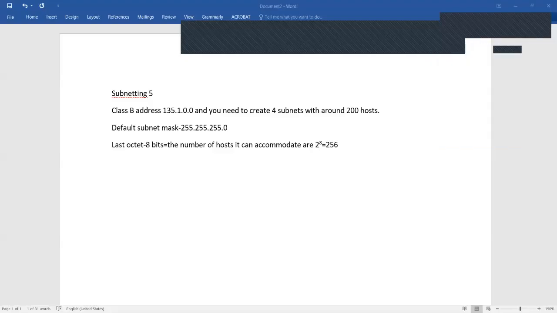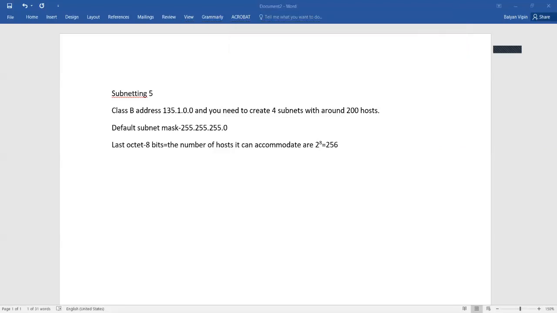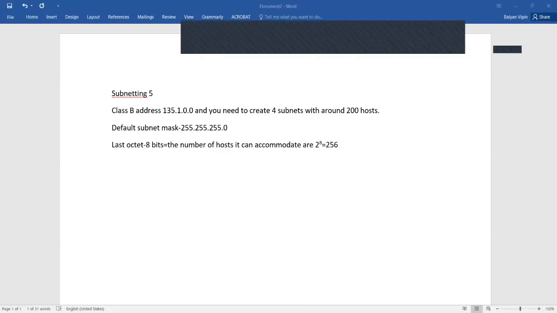Suppose it's a subnetting video, and suppose you have a class B address given to you, and the address is 135.1.0.0, and you need to create 4 subnets with around 200 hosts. So the question is, what is the default subnet mask here?